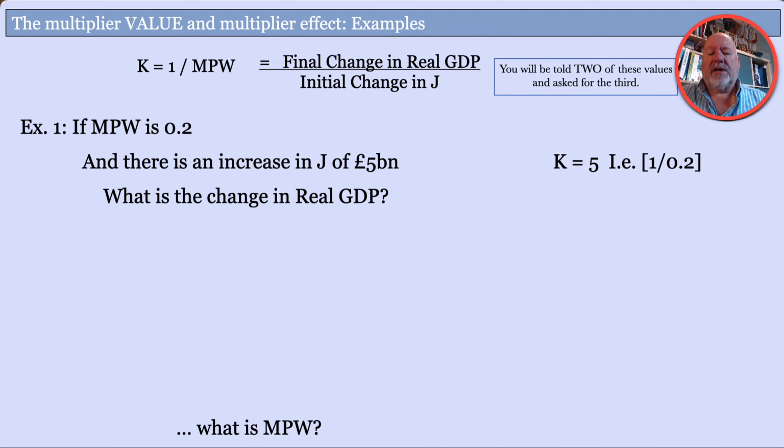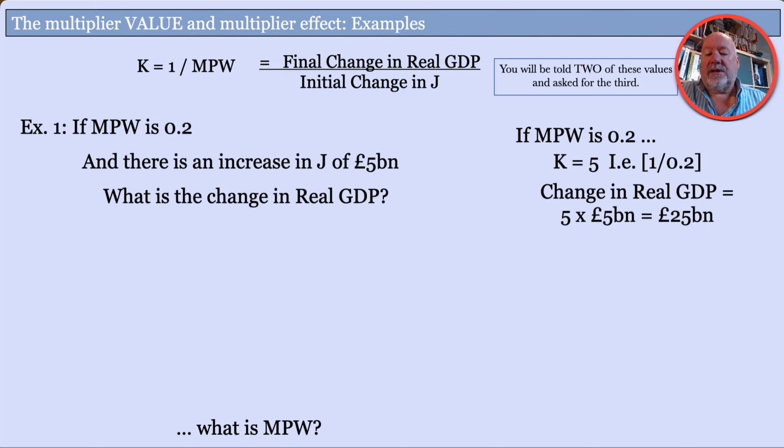What does that mean? It means that for any increase in injections of 5 billion, they get multiplied up by 5. So the final change in real GDP is 5, being the multiplier value, times the change in injections, which gives me 25 billion. So the change in real GDP is 25 billion. Sometimes the examiner gets nasty, and they give you the old GDP and ask what the new GDP is. So you take the old and just add 25 billion to it. It's another way they can ask these questions.